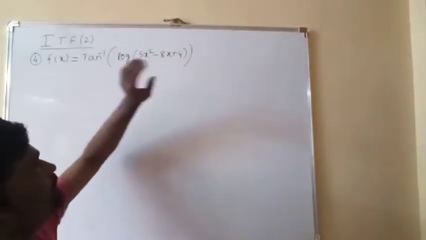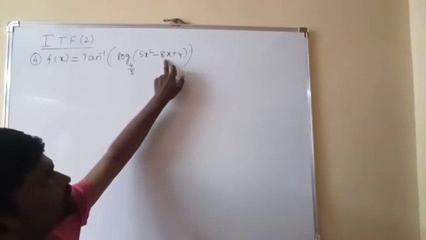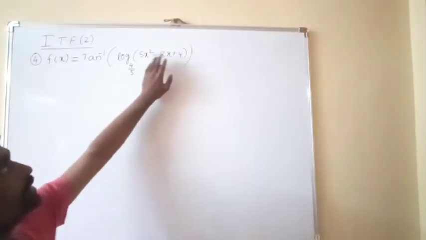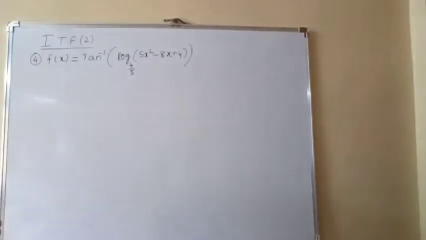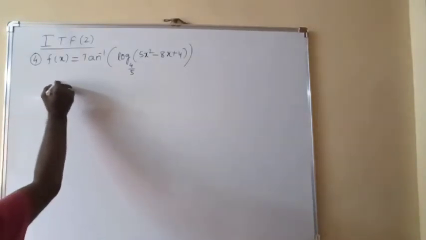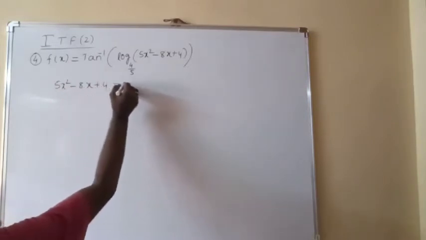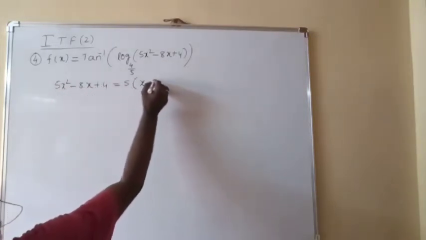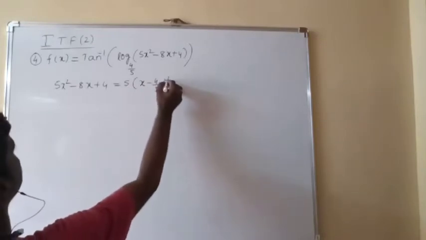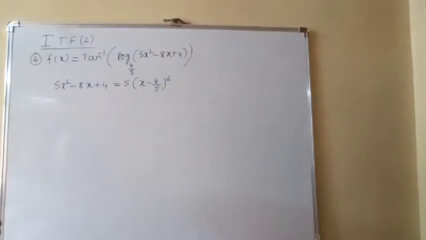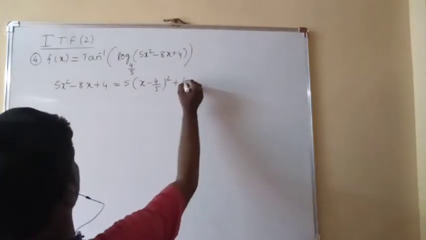So it is some real number only when this part is a positive number. That is, 5x square minus 8x plus 4 should be a positive number. But if you observe, 5x square minus 8x plus 4, we can adjust it like this: 5 into x minus 4 by 5 whole square, plus 4 by 5, after adjusting.